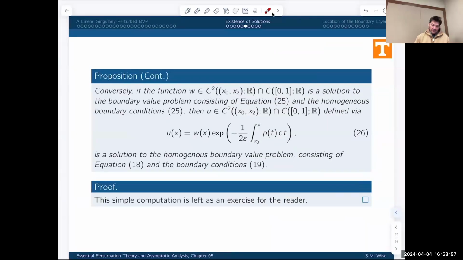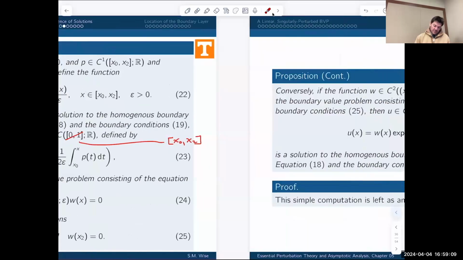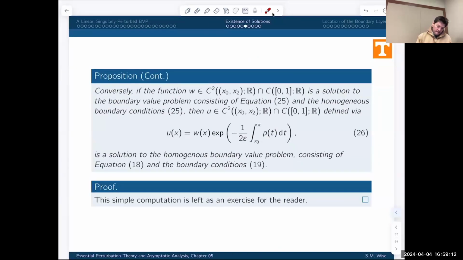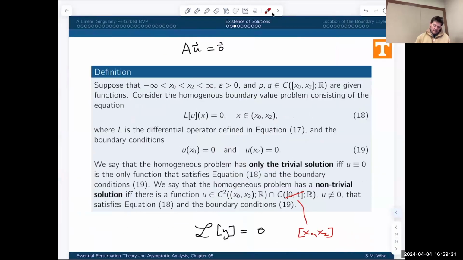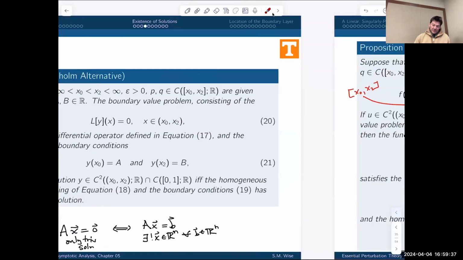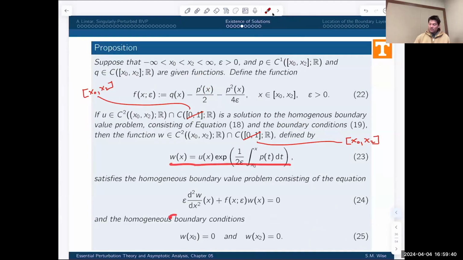Conversely, if we know that W is a solution to the boundary value problem consisting of equation 24 and the homogeneous boundary conditions, not 25, this one should be 24 here. So this one is the forward direction: if we start by assuming U is a solution to the homogeneous boundary value problem, 18, 19, then we can show that W, which is defined like this, solves this problem.